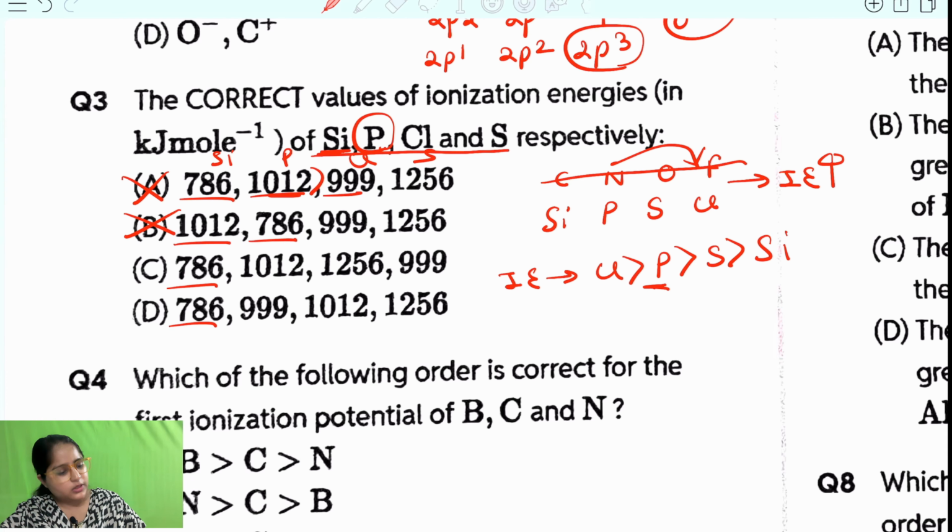Here also it is less, but already we have rejected that. Here it is less, and here also it is less. So phosphorus should be less only, so C and D both. Then here 1256. Chlorine is the maximum. So chlorine is the maximum here, 1256. So C option is the right option.